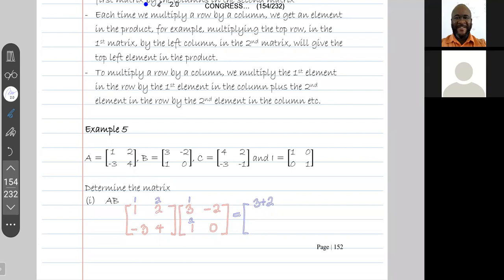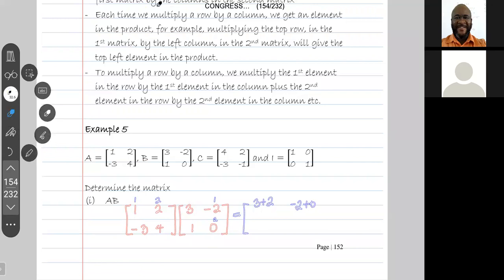Now I'm going to multiply the top row by the right column. So 1, 2. Minus 2 is the first element in the column. 0 is the second element in the column. You multiply first by first, second by second. So 1 times minus 2 is minus 2. 2 times 0 is 0.